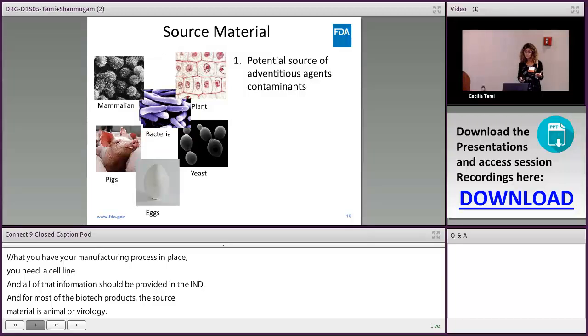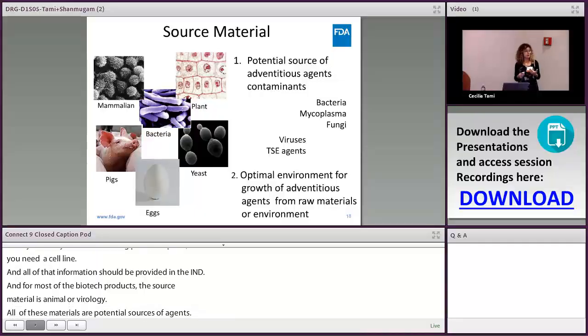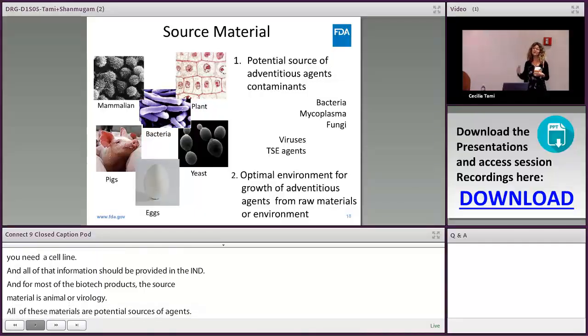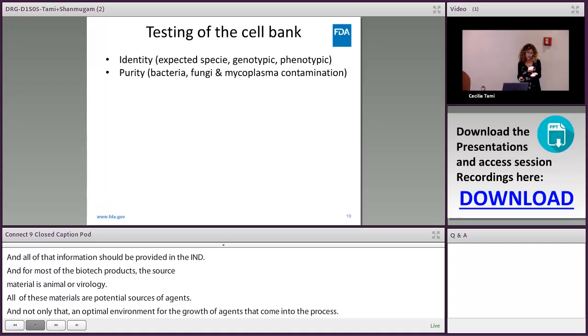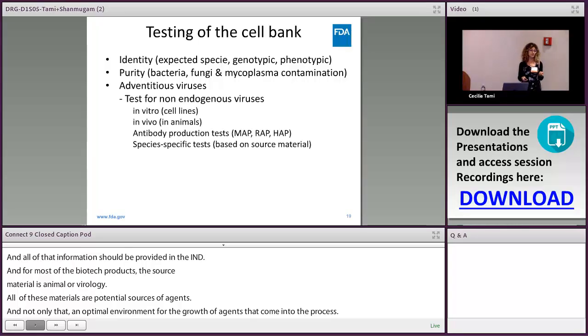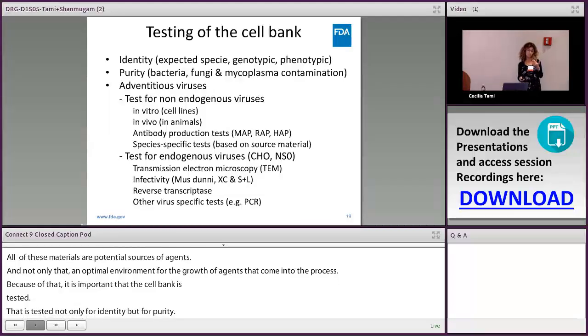So all this material, as I mentioned before, are potential sources of adventitious agents. Here you have bacteria, fungi, viruses. And not only that, but also an optimal environment for the growth of adventitious agents that may come into the process through other sources, raw materials, environment. So because of that, it's very important that the cell bank is tested, not only for identity, but also for purity, and when appropriate for the absence of adventitious agents, either endogenous or not endogenous. Because the presence of adventitious agents is a safety concern, this testing should be performed and the information provided to us.